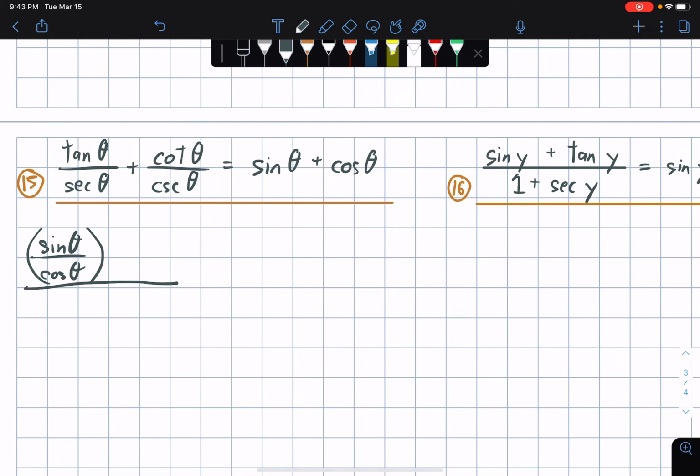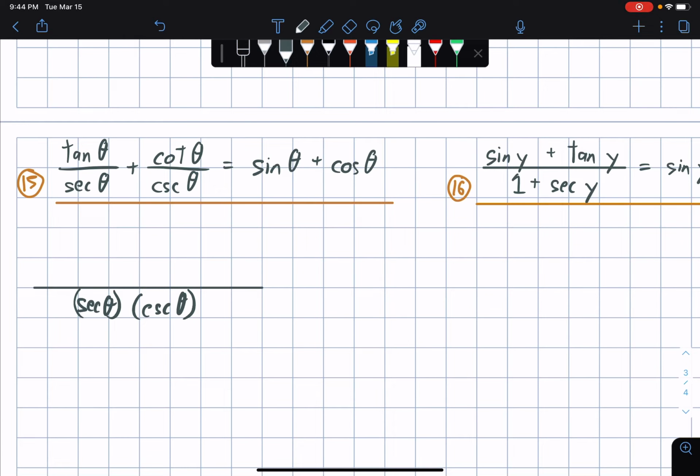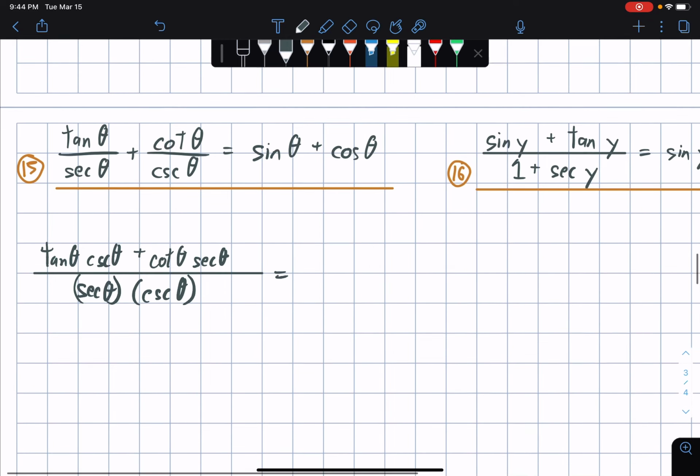Then put it under secant, so secant becomes, for a while. Let me write this a different way. So we have a horizontal line. We immediately join them together using the common denominator. So tan theta times cosecant theta plus cotangent theta times secant theta. So we'll solve it this way.